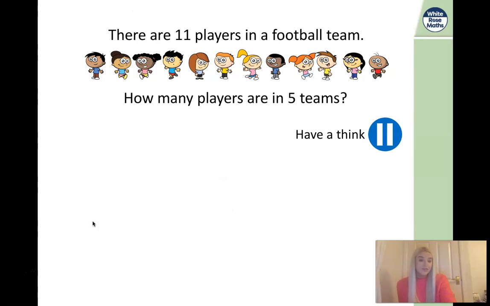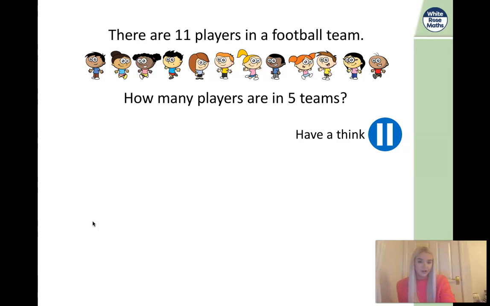I would like you to pause the video here and have a go at this one. There are 11 players in a football team. How many players are in 5 teams? Don't worry about the repeated addition, you can do it if you would like to, but the main thing I would like you to focus on is using your place value counters to find the answer to this question, please. Off you go.